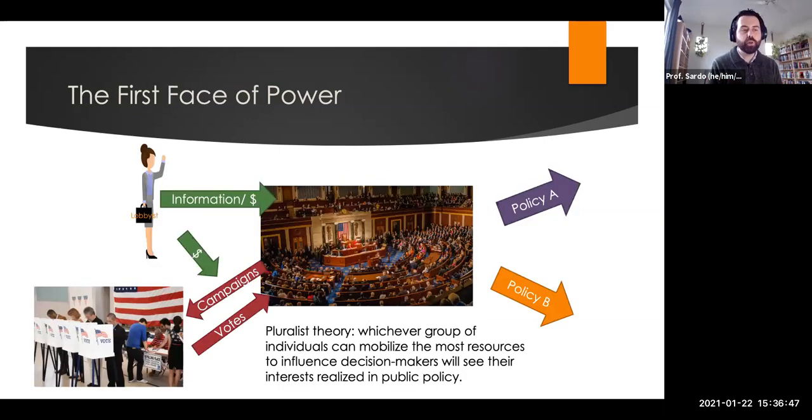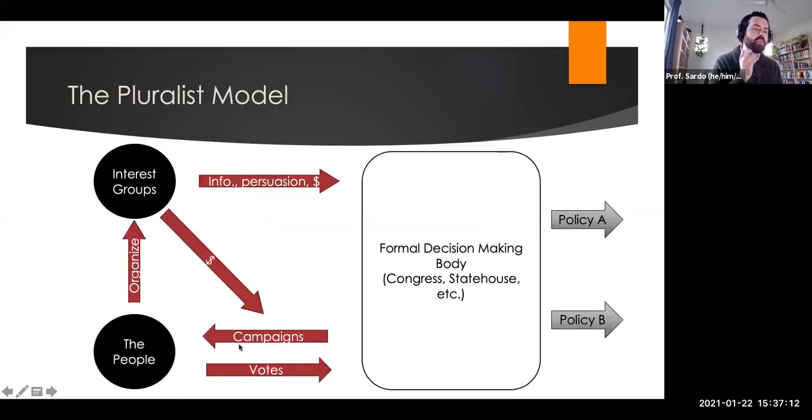So according to pluralist theory, interest groups try to mobilize financial resources, information resources, and electoral resources to try to influence public policy. And this is the first phase of power, trying to mobilize influence over a given outcome. Whichever group is able to mobilize the most resources will see their interests realized in public policy. So this is the classic pluralist model.